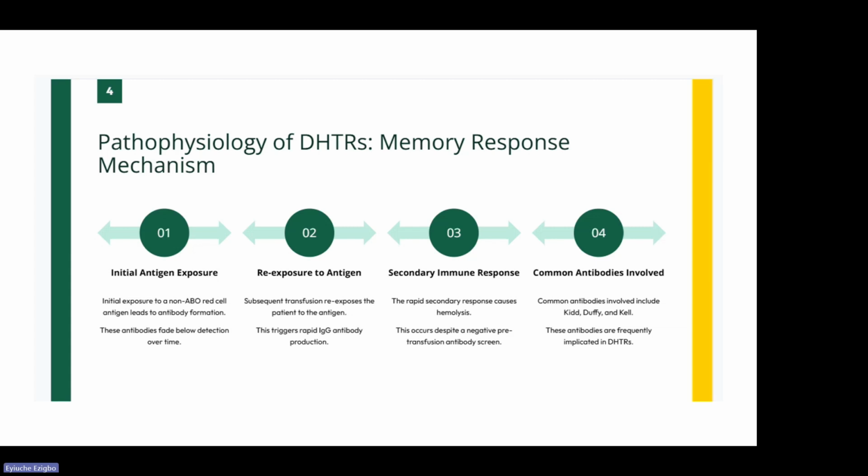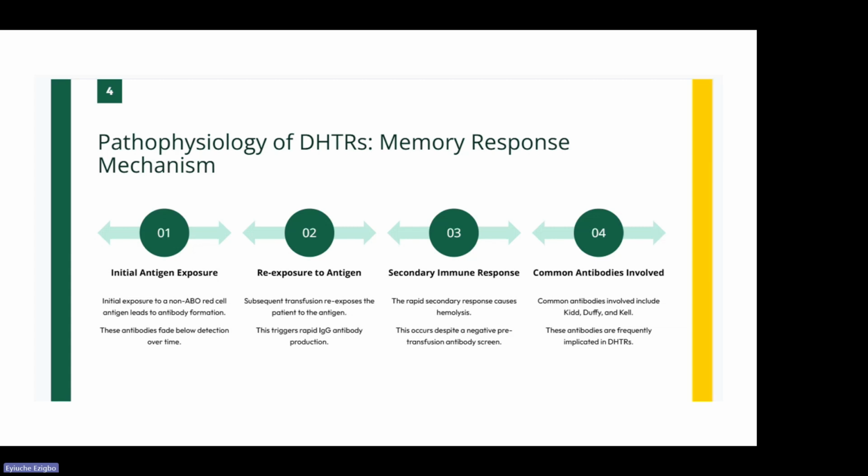Okay, so over time they may not be detected, but the exposure has happened and the memory of it has been registered by the immune system. So re-exposure to that specific antigen, through a subsequent transfusion, triggers rapid IgG antibody production. Okay, secondary immune response. The rapid secondary response causes hemolysis.